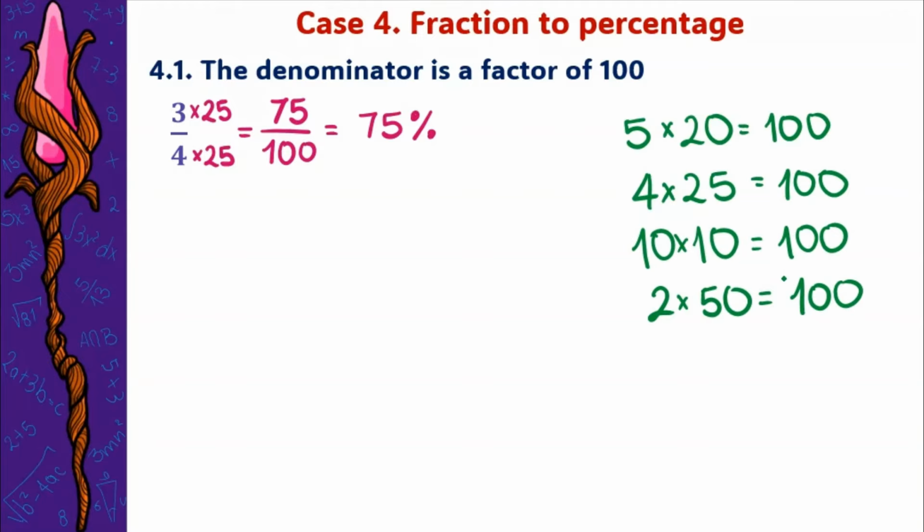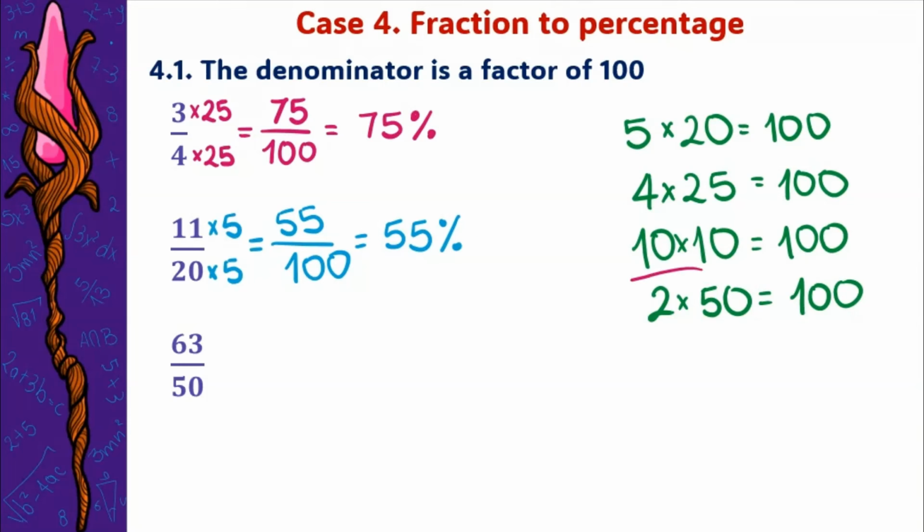So with those multiplications, you are going to be able to convert these kinds of fractions. For example, this one, the denominator is 20, so we are going to use this one. 20 times 5, and same thing at the top, is going to give us 11 times 5 is 55, over 20 times 5 is 100. 55%.